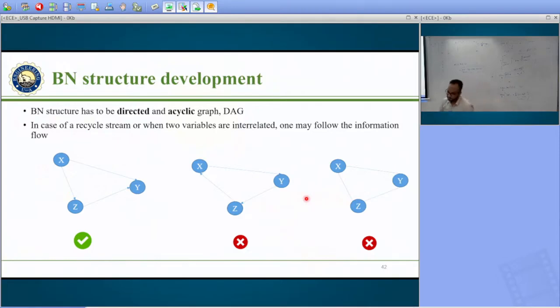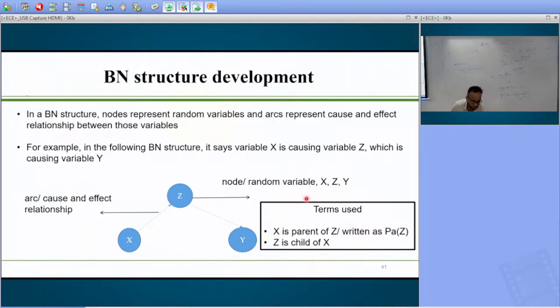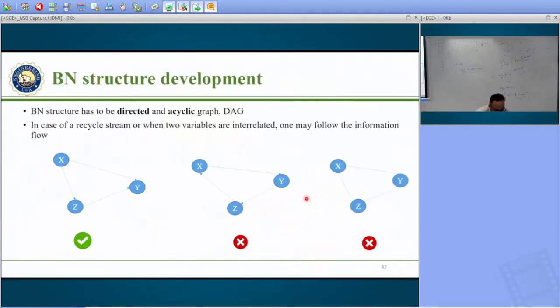Directed means you have directions here. That is important when you want to construct a network structure. There are undirected graphs and there are directed graphs. Directed graphs indicate the flow of information passing through, and these are Bayesian networks. The undirected graphs are Markov models, like hidden Markov models. And these are acyclic in the sense that there is no cyclic nature in it. It's in one direction, the forward direction.